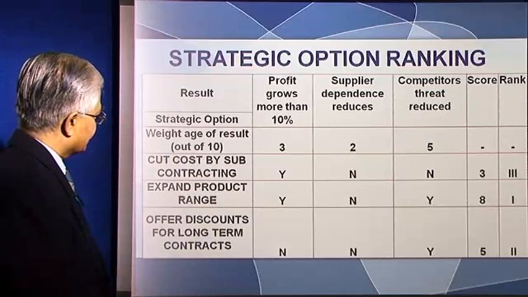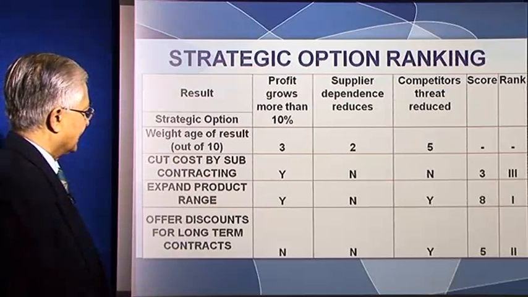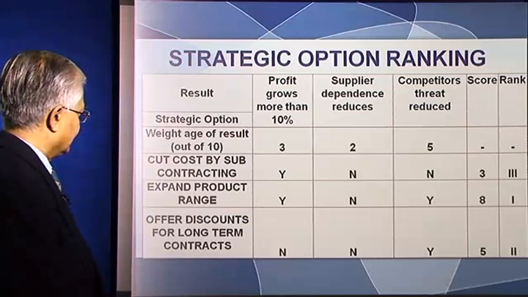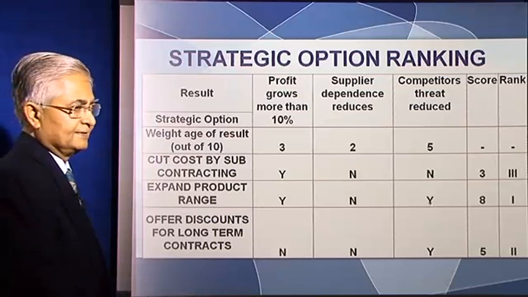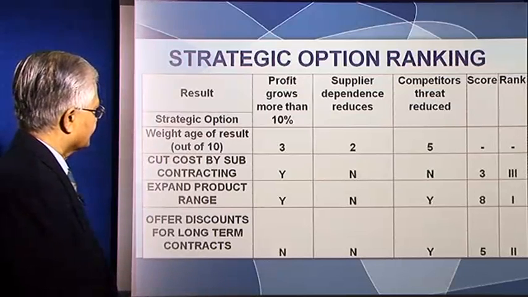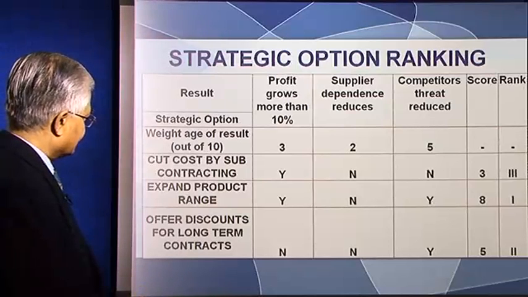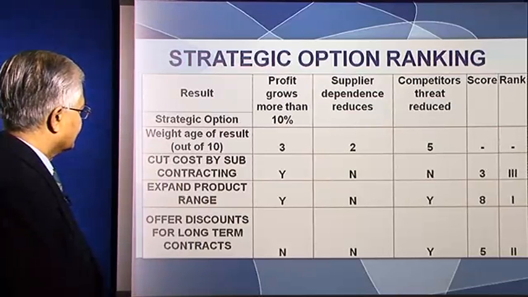The second strategic option the company has is that at the moment it's in a limited range of products. Now they intend to expand that range. That's the second strategic option that has come up. The third strategic option is to offer discounts for long-term contracts.